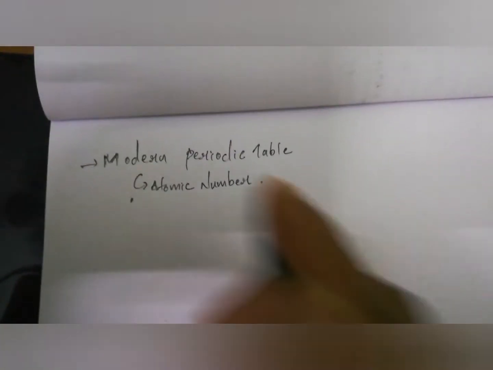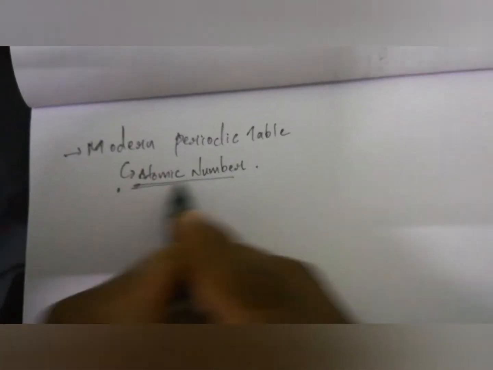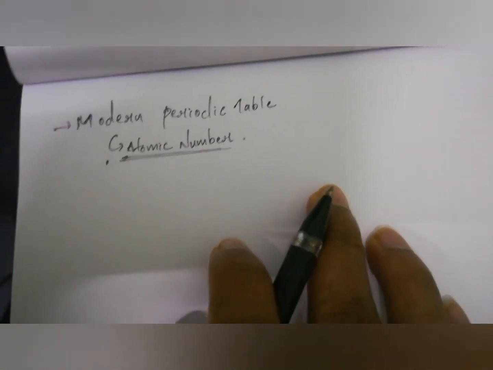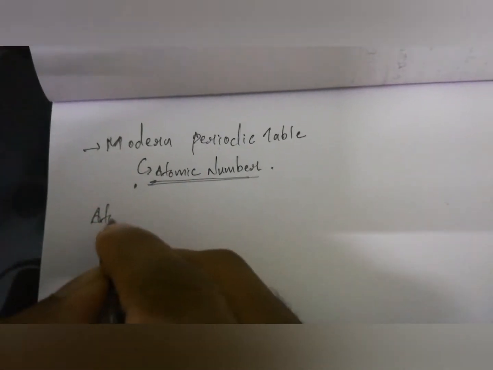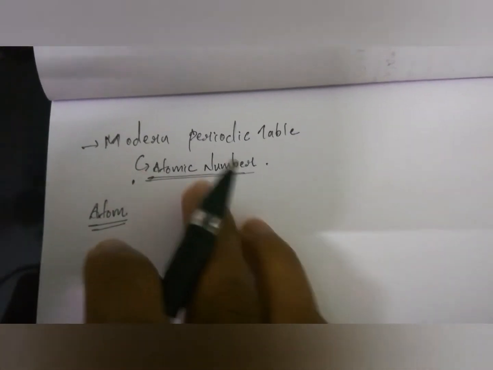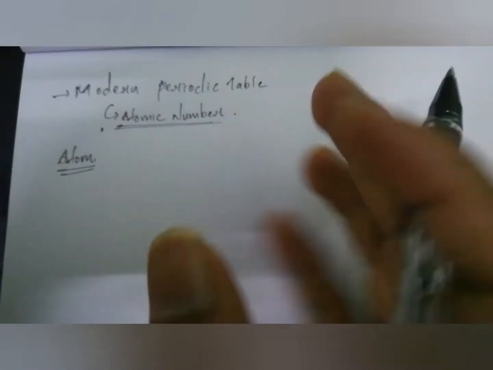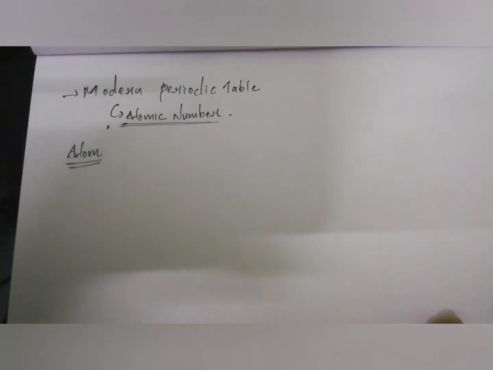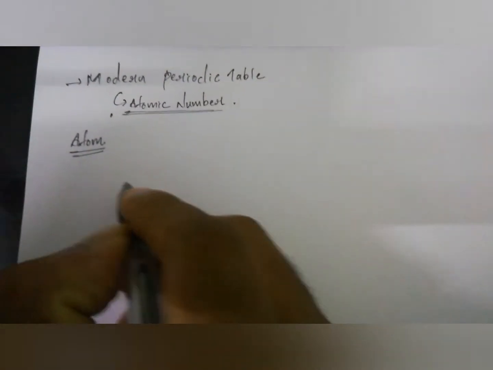Okay. Then what do you mean by an atomic number? First of all, what do you mean by an atom? An atom is the basic substance, the base of everything. Let's draw a rough figure of an atom.